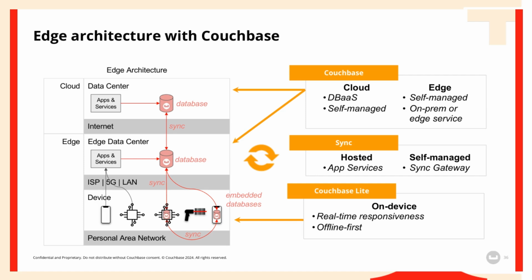And when the network's available again, the data synchronization automatically starts back up. So you don't even have to do it proactively. It's all automatic and maintains consistency across the ecosystem.